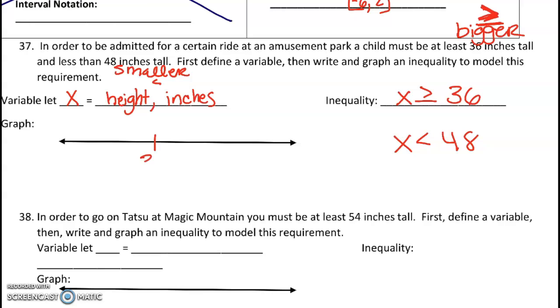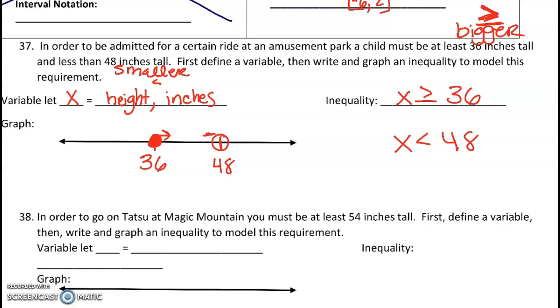36. Does it get an open dot or a closed dot? 36. Does it point to the left or to the right? 48. Does it go to the left of 36 or to the right of 36? Right, because it's big. 48. Does it get an open dot or a closed dot? 48, does it point left or right?